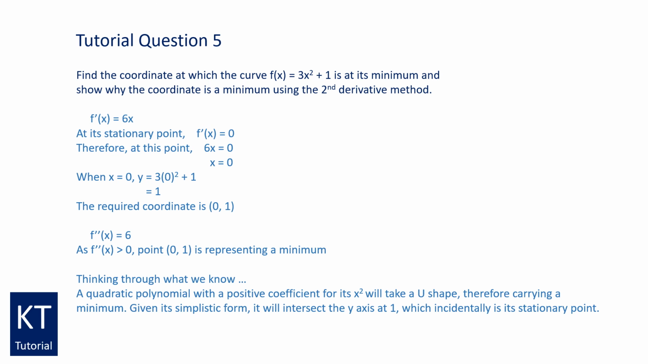Now, let's think through what we already know. A quadratic polynomial with a positive coefficient for its x squared will take a U shape, therefore carrying a minimum. Given its simplistic form, it will intersect the y-axis at 1, which incidentally will be where its stationary point is.